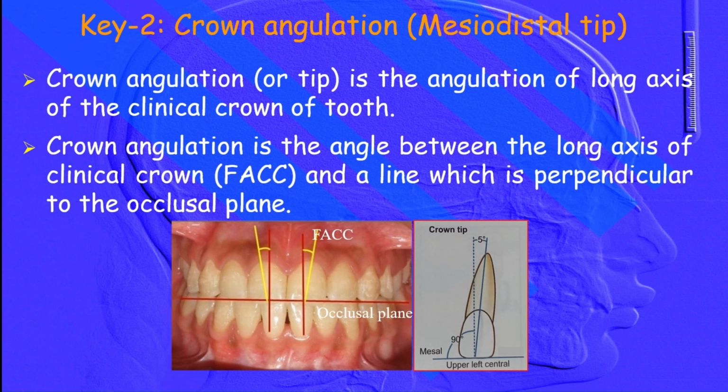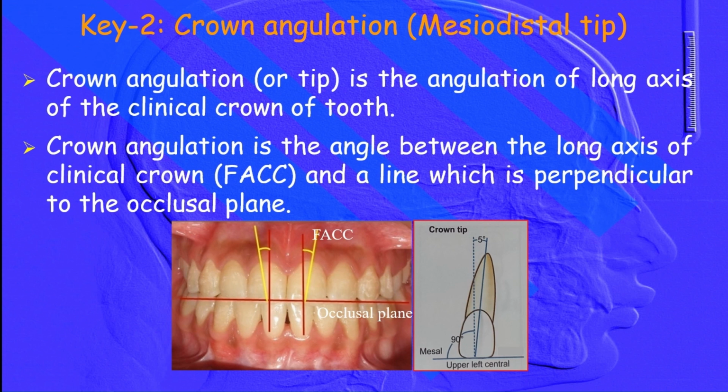Now we will discuss key 2, which is crown angulation or mesiodistal tip of the crown. Remember, key 2 deals only with the angulation of the clinical crown of a tooth. It has no relation with the angulation of the whole tooth. Crown angulation or tip is the angulation of the long axis of the clinical crown of the tooth.